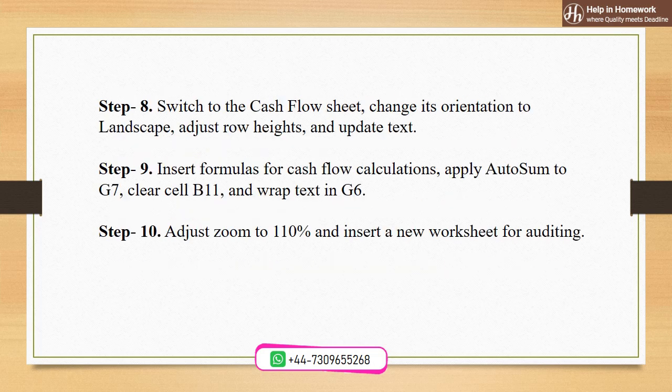Step 8. Switch to the cash flow sheet, change its orientation to landscape, adjust row heights, and update text. Step 9. Insert formulas for cash flow calculations, apply AutoSum to G7, clear cell B11, and wrap text in G6. Step 10. Adjust zoom to 110% and insert a new worksheet for auditing.